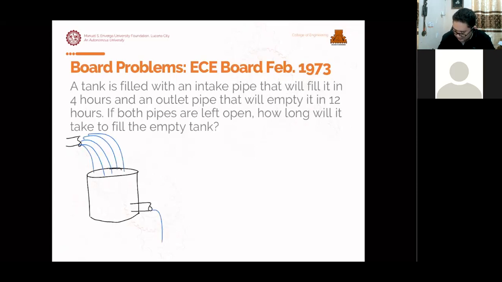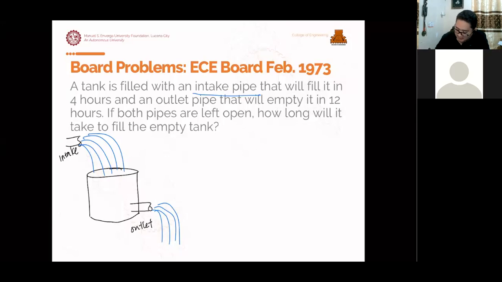and then meron din lumalabas sa kanya. Okay? So yung intake pipe, okay, intake pipe ito 'yon. Si intake to. Ito si outlet. Okay? So ang scenario natin, 4 hours yung kaya ni intake and then si outlet is 12 hours. So kapag parehas silang iniwang bukas, gaano katagal nila matatapos yung trabaho?